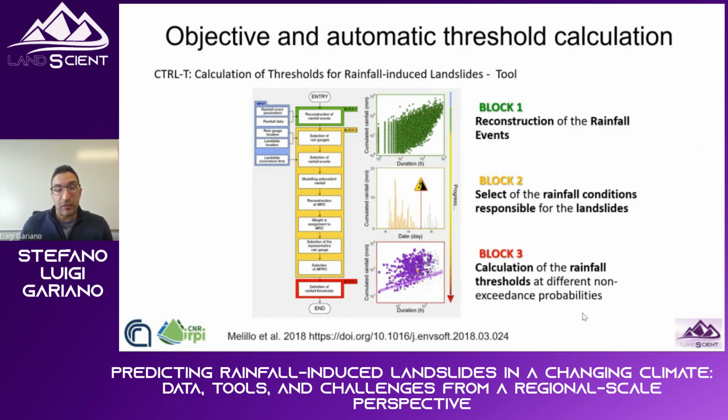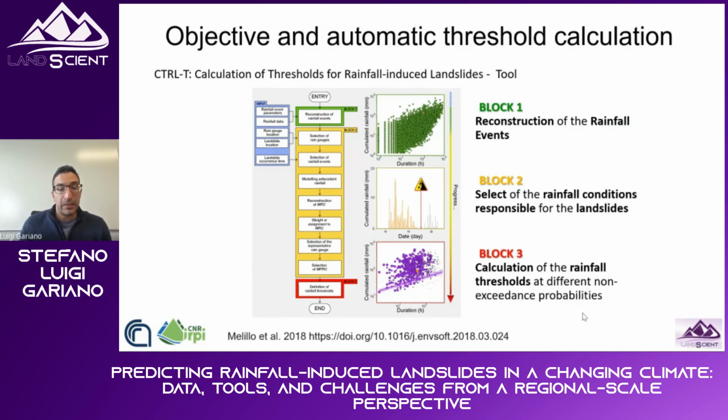That is to say, the length of a dry period needed to separate two consecutive rainfall events, and also the definition of the length of the seasons, dry and wet seasons in a given area, in order to vary the length of the dry period. And after this, the tool can produce in output all the rainfall events from all the rainfall series. And the second block also uses the information related to the landslide location and days of occurrence in order to select first a rain gauge representative for the landslides, and then all the rainfall conditions responsible for the landslide.